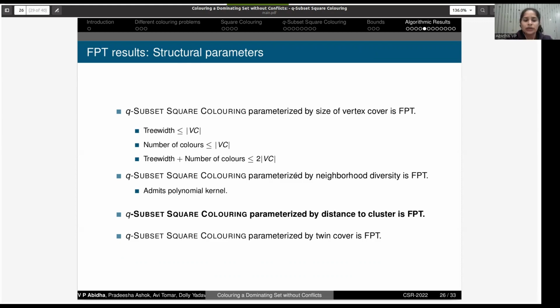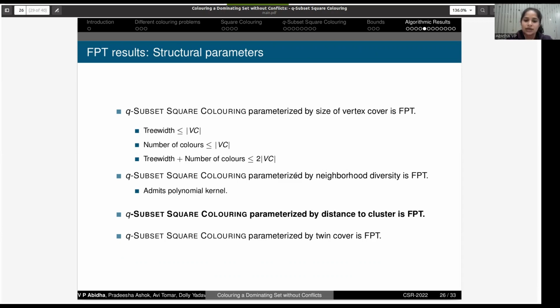Now we can note that the size of the vertex cover is usually a larger parameter on dense graphs. So now we can consider a parameter which has a smaller value in dense graphs. One such parameter is neighborhood diversity. For that parameter, the Q subset square coloring problem parameterized by neighborhood diversity is FPT. And the interesting result for that parameter is that it admits a polynomial kernel.